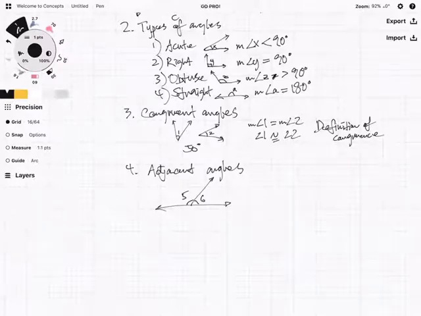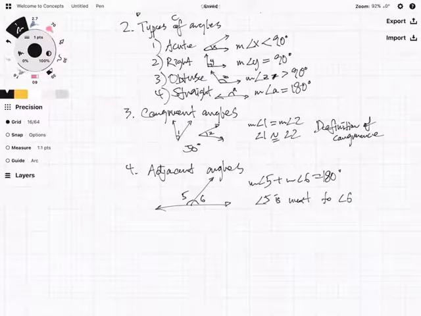So if you have concluded that the measure of angle 5 plus the measure of angle 6 equals 180 degrees, you're absolutely right, but the definition of adjacent angles means that the two angles are next to each other. It means two things next to each other. So angle 5, as you can see here, is next to angle 6, making them adjacent.